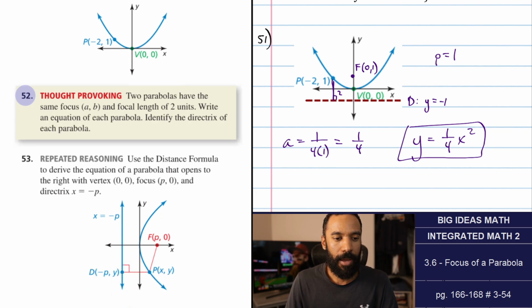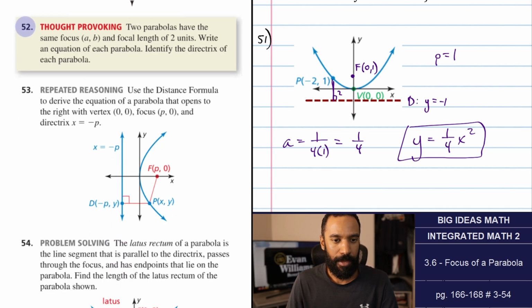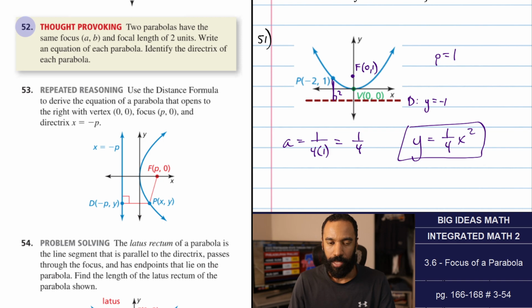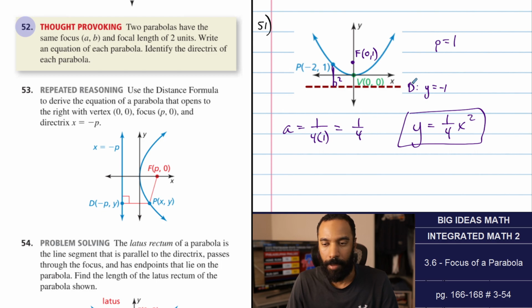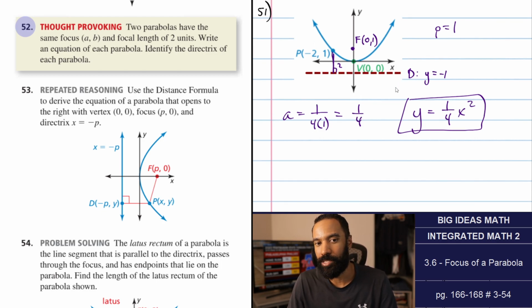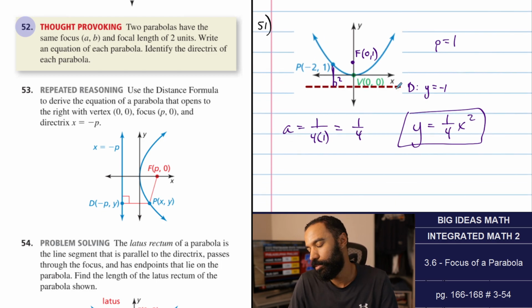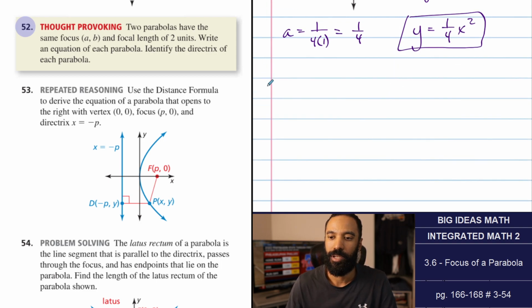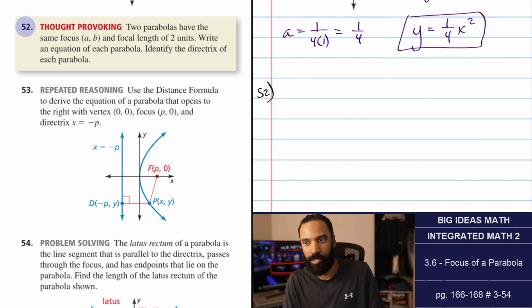Number 52, 3 more problems. Thought-provoking. 2 parabolas have the same focus, A, B, and focal length of 2 units. So the focal length is P. Write an equation of each parabola. Identify the directrix of each parabola. When they say 2 parabolas, I guess they mean 2 different parabolas, so they're not the same ones.